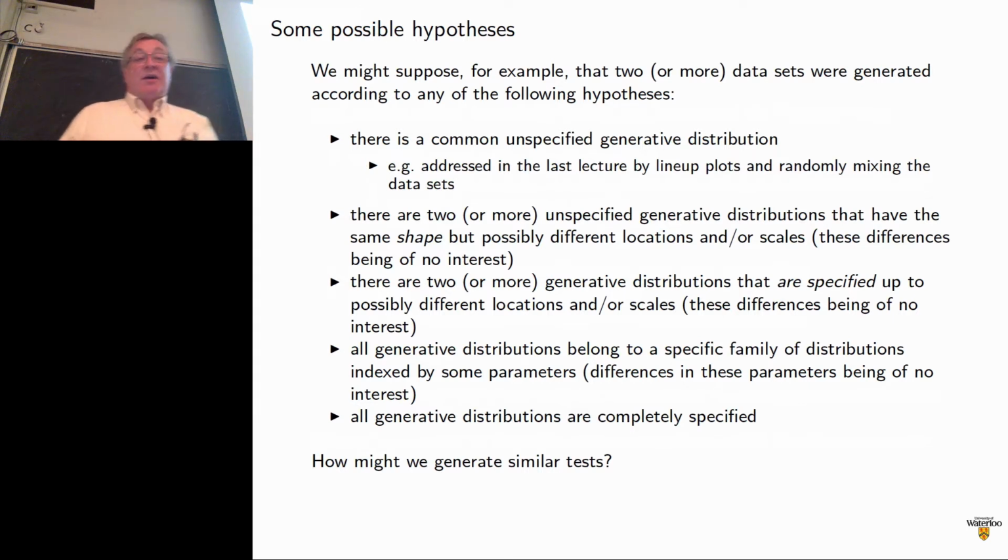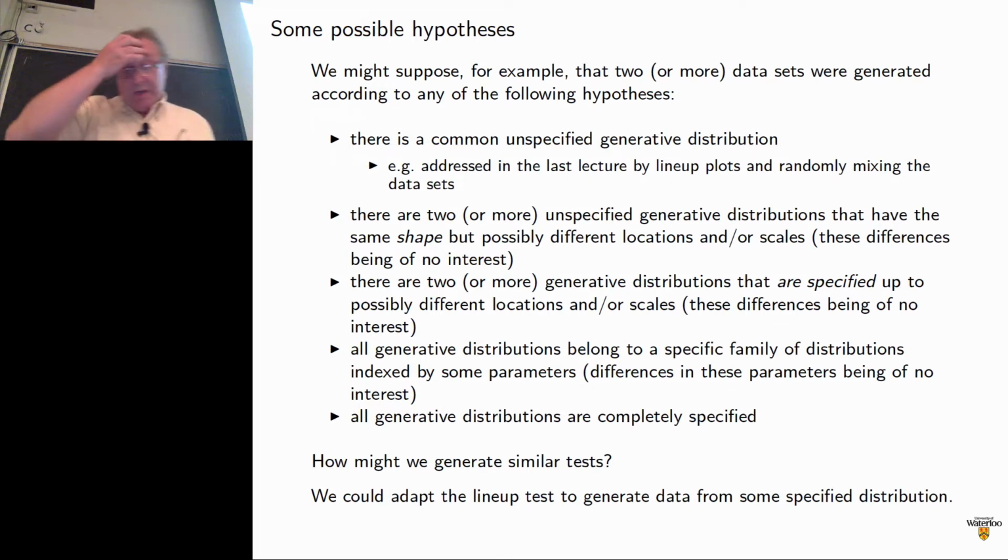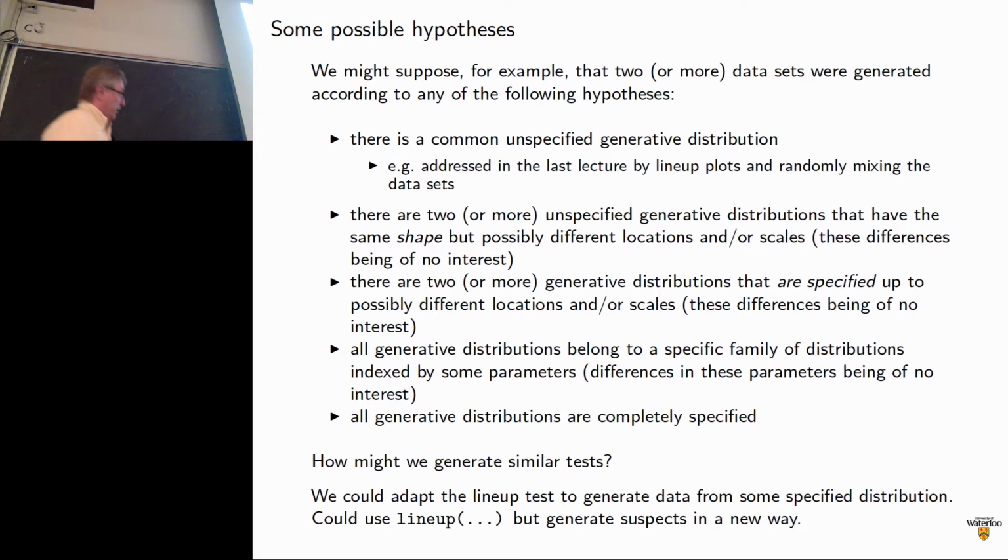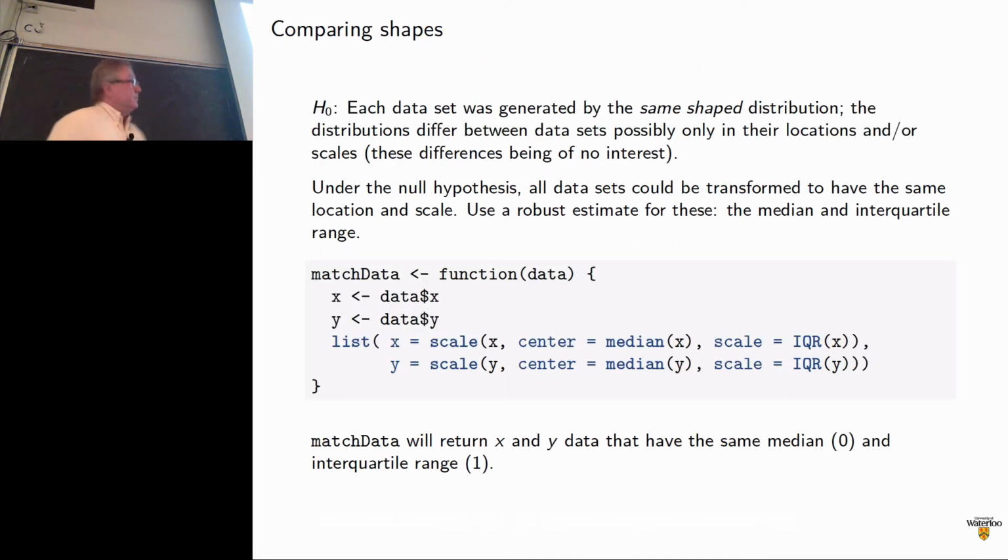Okay? So the idea is an increasing specificity from the most general hypothesis we had last time, that they come from the same distribution, to particular constraints on the distribution. They're the same up to location and scale, et cetera, or they're completely identified. So we could adapt our lineup test to generate data from a particular distribution to meet any of these conditions. And all we need to do is figure out how do we generate the suspects in a new way. Rather than just mix randomly, we need some other way of generating the suspects. So let's consider this hypothesis. The hypothesis is that they come from the same shape distribution.